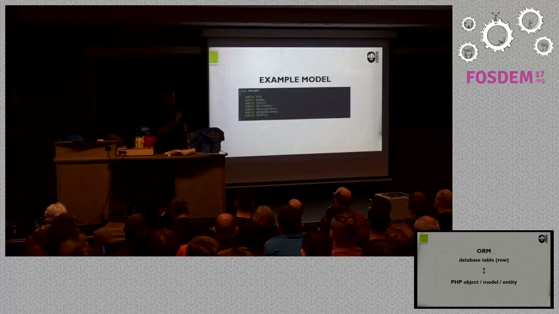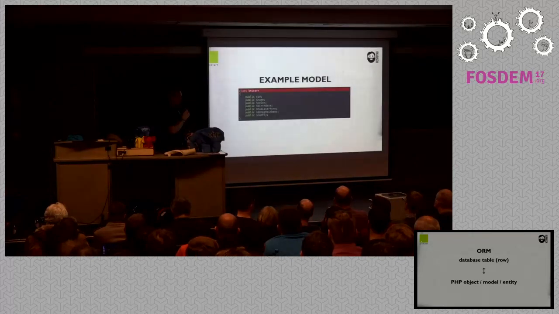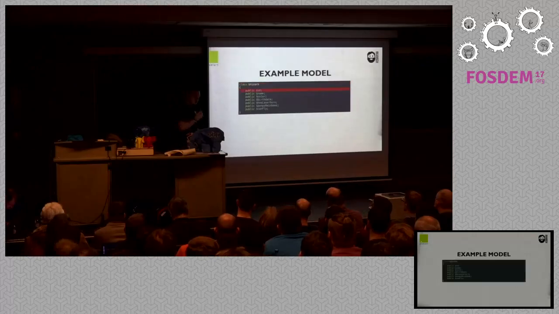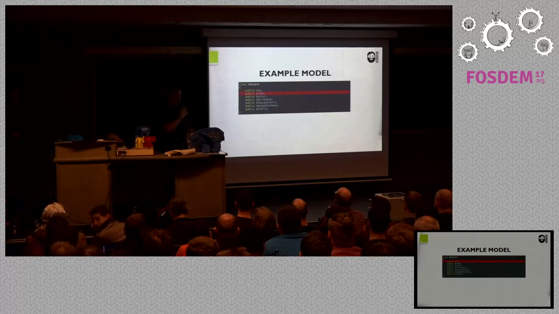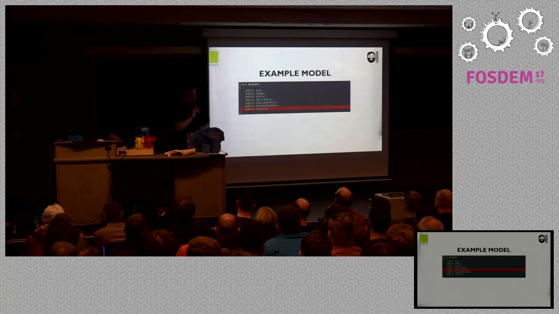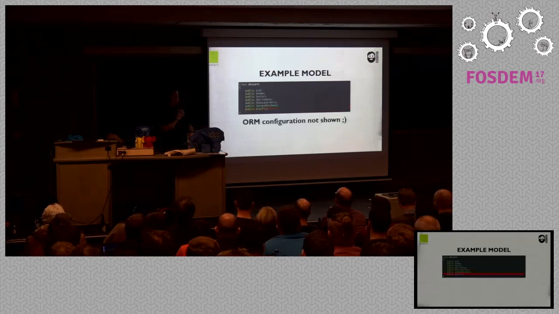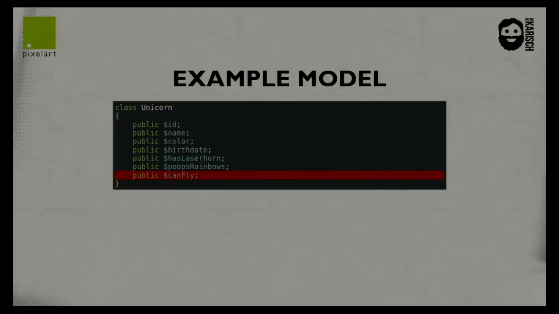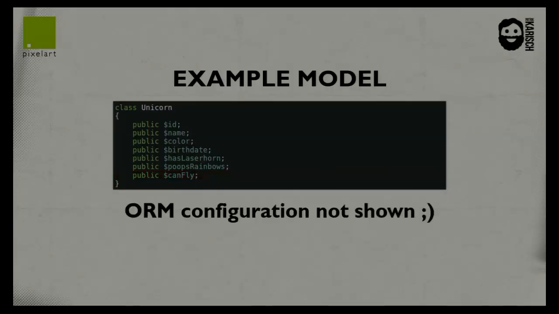So let's take a look at an example model. In this case, we declare a class Unicorn, which has an ID. We always need an ID as primary key and unique identifier for the database. And we have a name, of course, a unicorn should have a name, and a color. Why not? A birth date. And it has laser horns. Maybe not, it could be true or false. And it poops rainbows and it can fly, because unicorns must fly. So this is an example PHP class. It's simple, and the ORM configuration for Doctrine, Propel, or whatever isn't shown because it doesn't matter today.